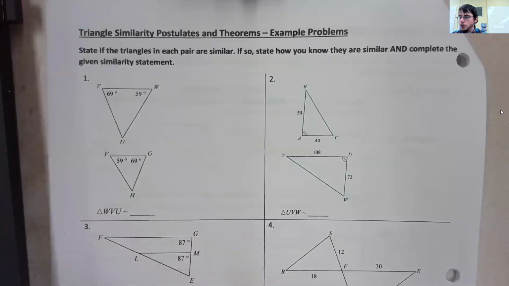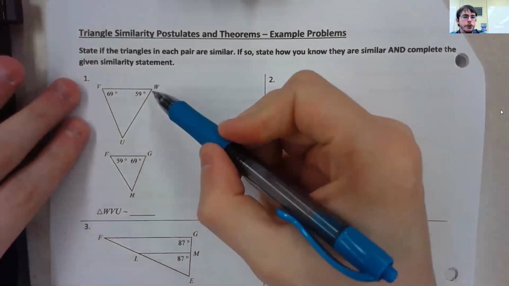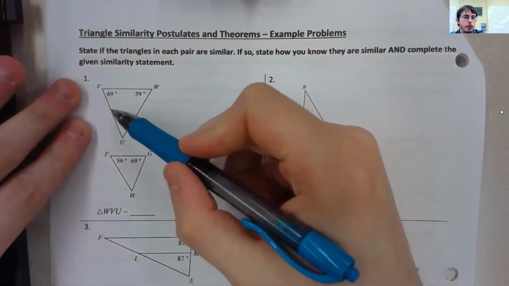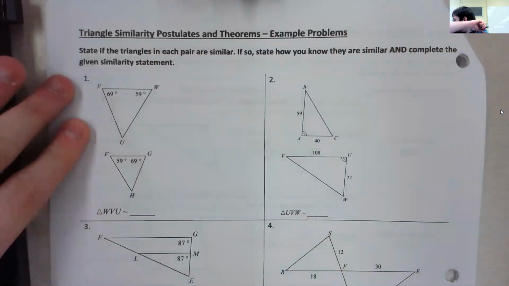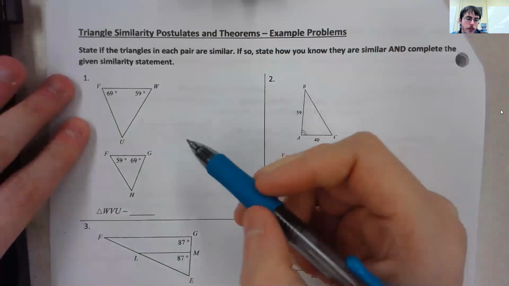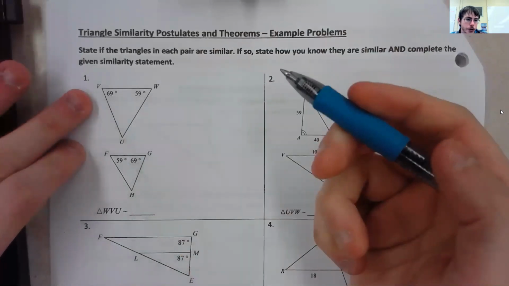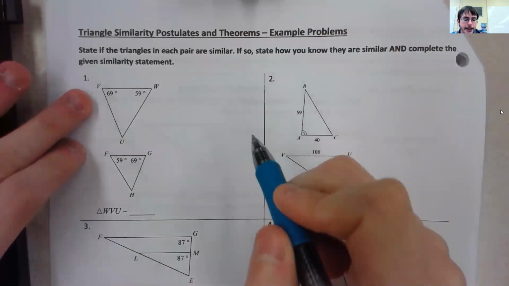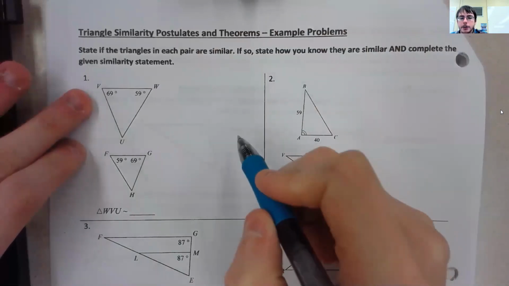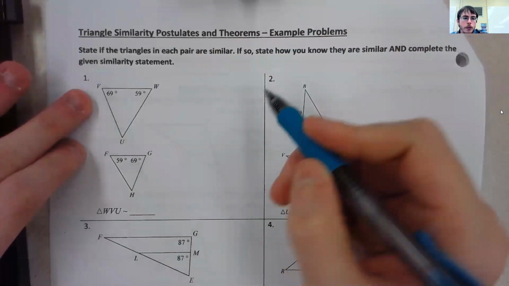So let's look at the first one. Now, if you look in the first one, we see that we have no sides labeled. We don't have any numbers on the sides, so we can't use the sides. But we do have 2 angles, right? So that rules out side angle side and side side side, but we can see if we can use angle angle.